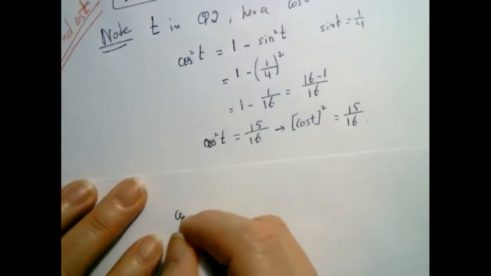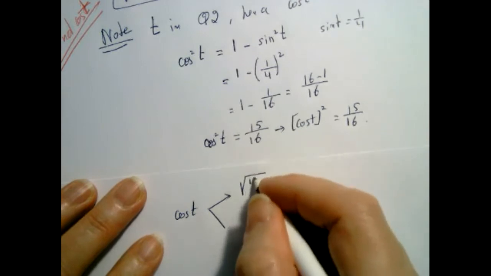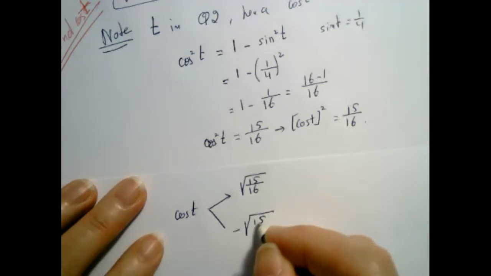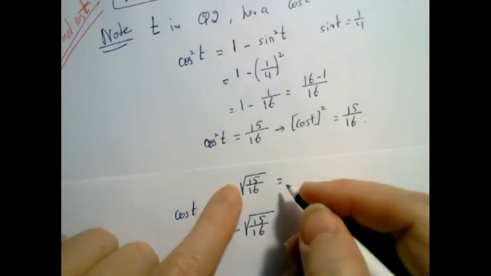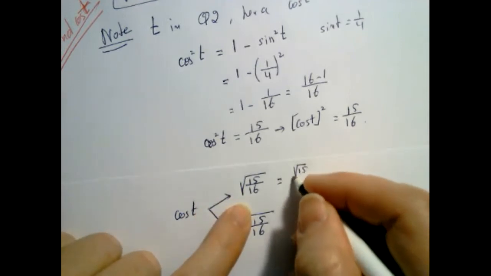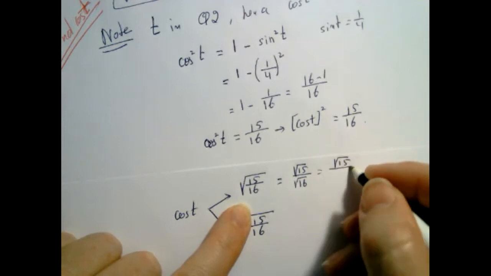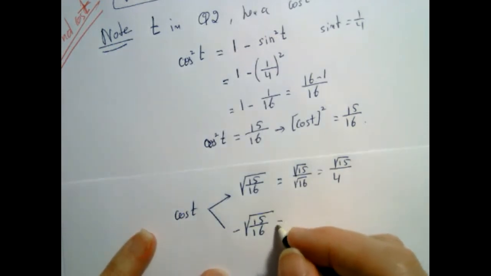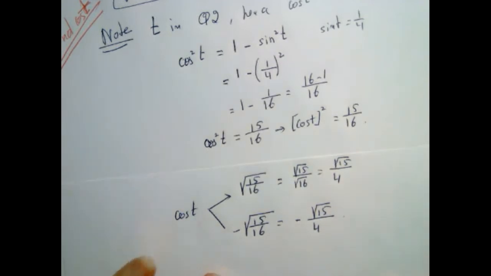So this will give me that the cosine can be either the positive square root or the negative square root. Now, this I can simplify. This will become the square root of 15 over the square root of 16, which means square root of 15 over 4. And the square root of 15, I cannot do anything, I just keep it. And this one will give me minus the square root of 15 over 4. So now I know the sign.